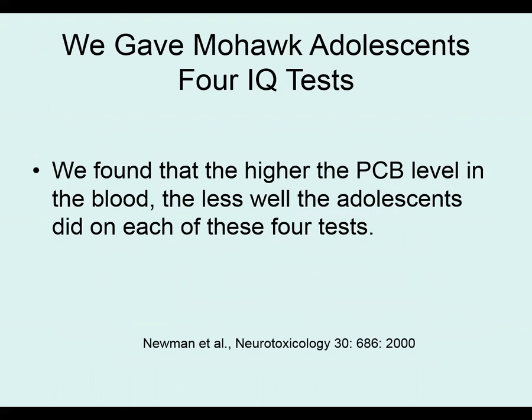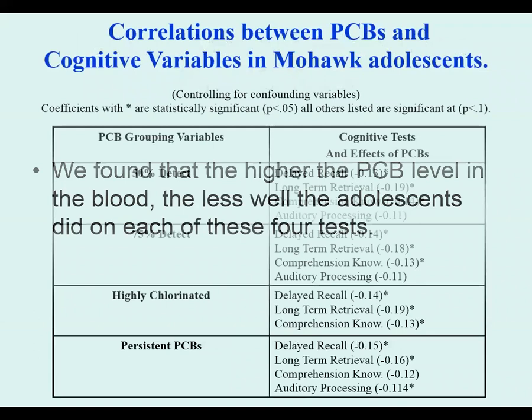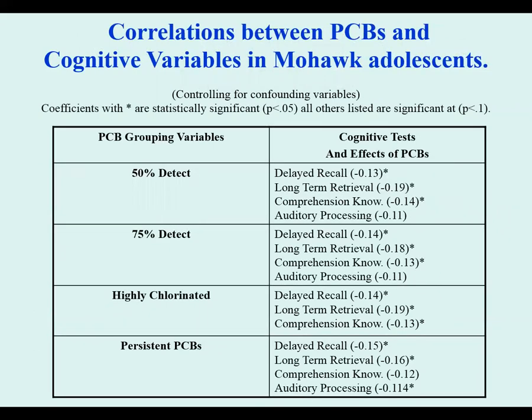My colleagues and I have done IQ tests on Mohawk adolescents, and we found that the higher the PCB levels, the less well these adolescents did on 4 cognitive tests. And again, we grouped PCBs in different ways. We didn't look to see the effects of these lower chlorinated congeners, but you see on a variety of tests, everything was negative. Not everything was statistically significant, but every test that was done by 4 different ways of accounting for the PCB levels showed a negative association.